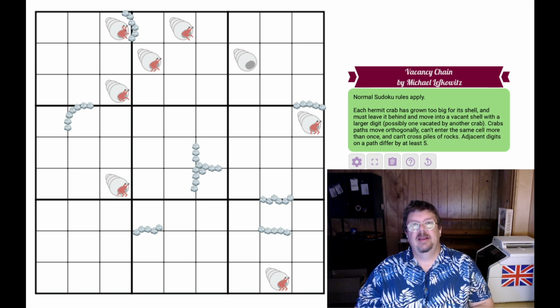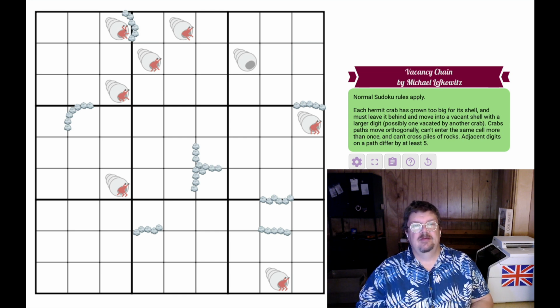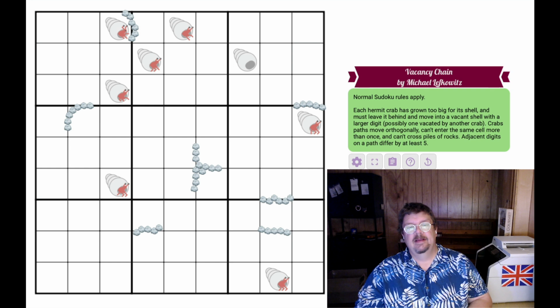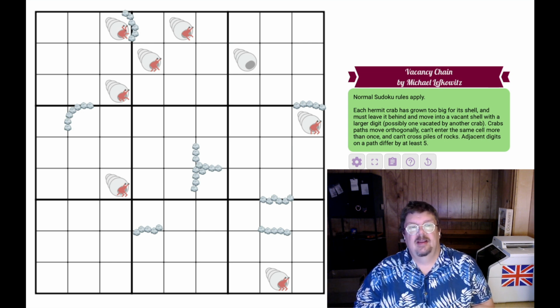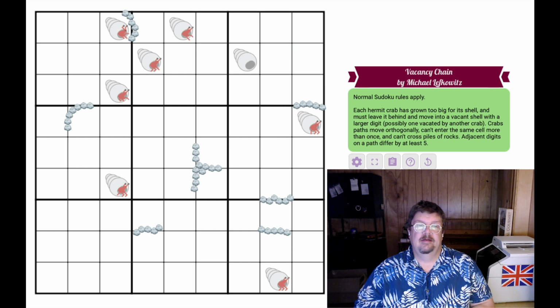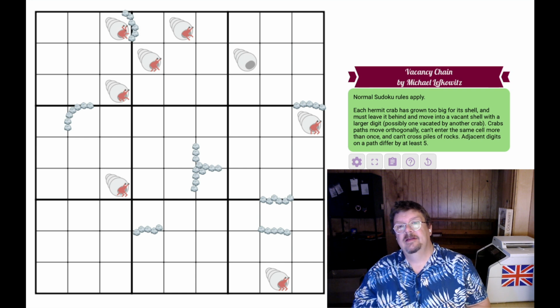I'm Timotab, and today I'm going to solve Vacancy Chain by Michael Lefkowitz, who's also known as Juggler. This looks like a really fun puzzle. The puzzles that Michael has been creating lately have just had some fantastic artwork, and I'm hoping that this is going to be a fun puzzle, not just a pretty puzzle.